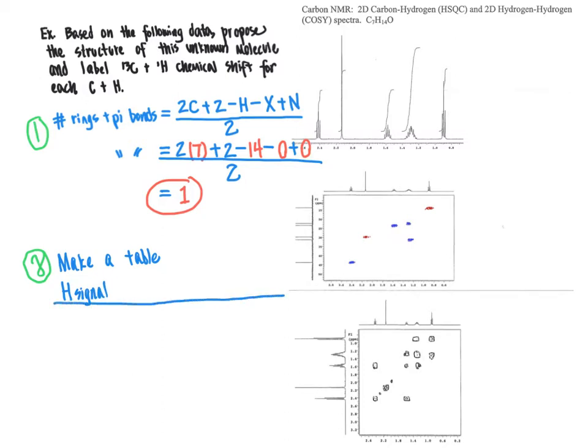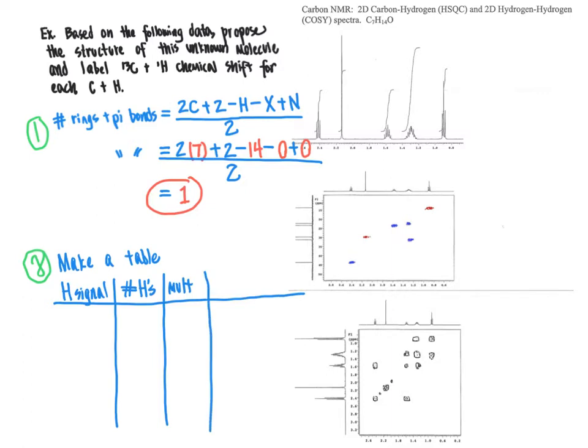as one entry in my table. I'm going to put number of protons that make up that signal. In other words, is that a CH, a CH2, or a CH3? What's the integral of that? The multiplicity, as in singlet, doublet, triplet, multiplet, etc.